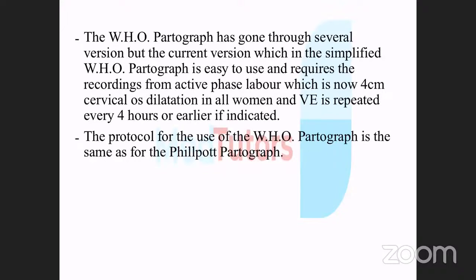The WHO pathograph has gone through several versions, but the current version, which is a simplified WHO pathograph, is easy to use and requires recording from the active phase of labor, which is now 4 centimeters cervical dilatation in all women, and is repeated every 4 hours or earlier if indicated. The protocol for the use of the WHO pathograph is the same as for the Philpott pathograph. Next slide.